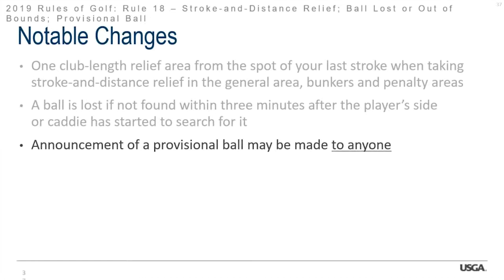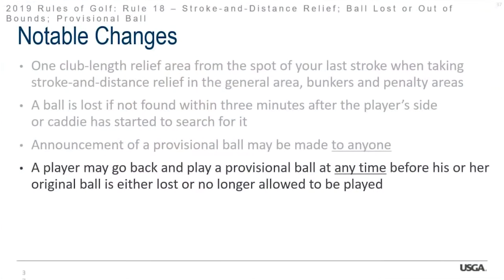Announcement of a provisional ball may be made to anyone now. It had to be made to either a fellow competitor or your opponent last year in previous rules. But now you just need to make the announcement to anyone, just so that somebody knows you are playing a provisional. That's all we want you to do. This is really in line with giving the player a little bit more freedom within the rules. We trusted the player to not have to call somebody over to identify a golf ball, and so forth. We're letting the player have some freedom here and just let somebody know you're playing a provisional.